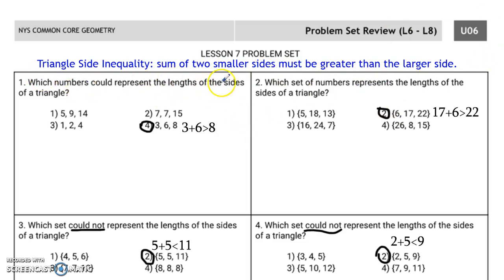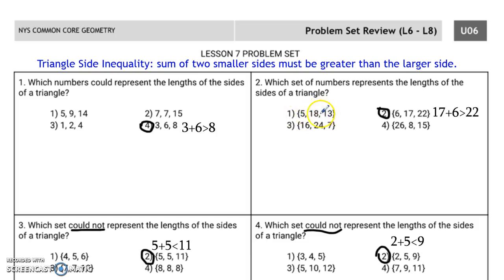Which numbers could represent the lengths of the sides of a triangle? Well, we know that 3 plus 6 is going to be 9. That's bigger than 8. Well, that doesn't work for this because 7 and 7 is 14. That's too small. 5 and 9 is 14. That's equal. No good. 2 and 1, that's 3. That's too small. We need these two sides, the two smaller sides, to be greater than the third. Same thing here. 17 and 6 is 23. That's bigger than 22. That's not the case for these ones.